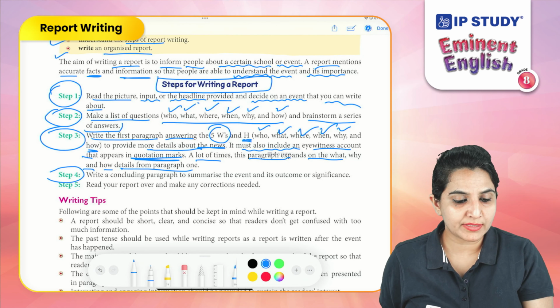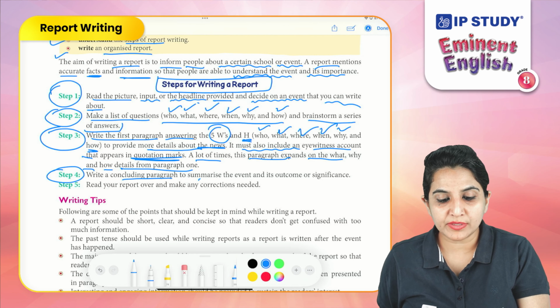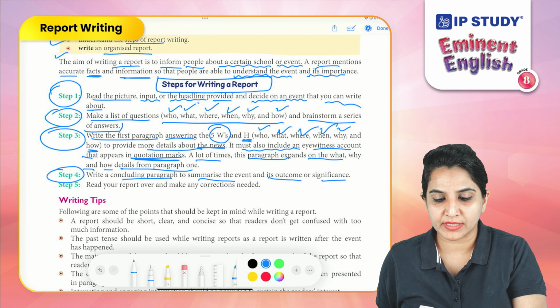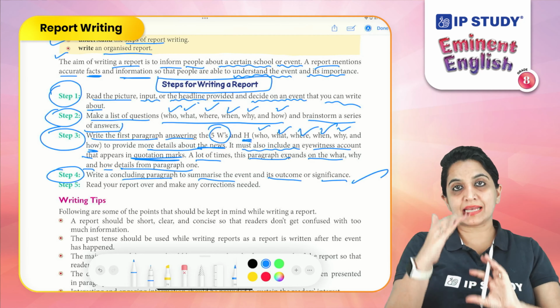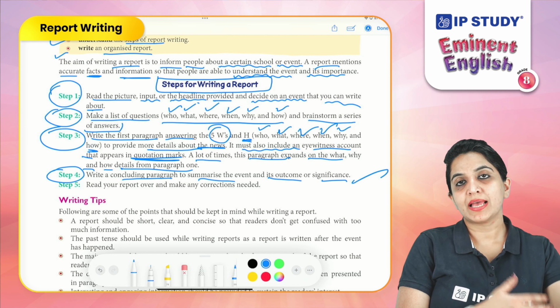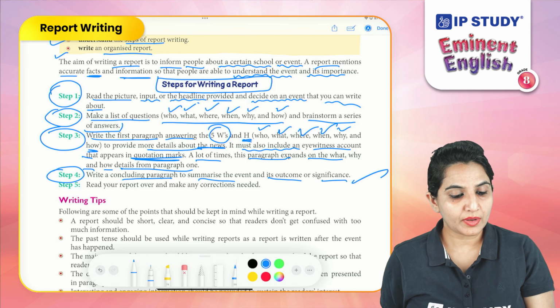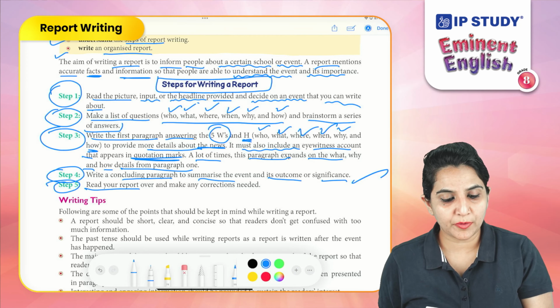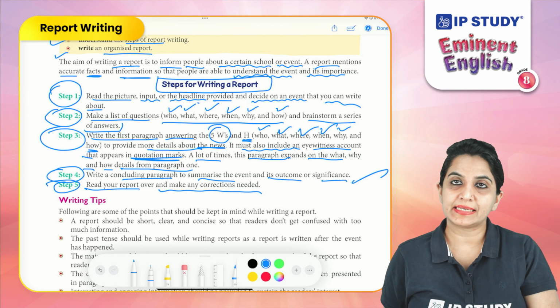So step 4 is to write a concluding paragraph to summarize the event and its outcome or significance. So a report is a concise form, right? So the first paragraph describes the 5 W's, and then you conclude it. Step 5, read your report over and make any corrections needed.